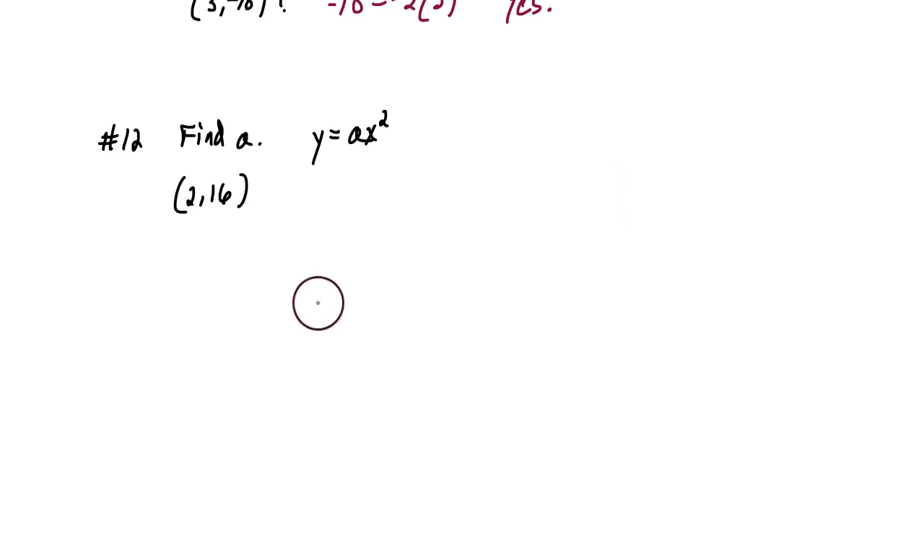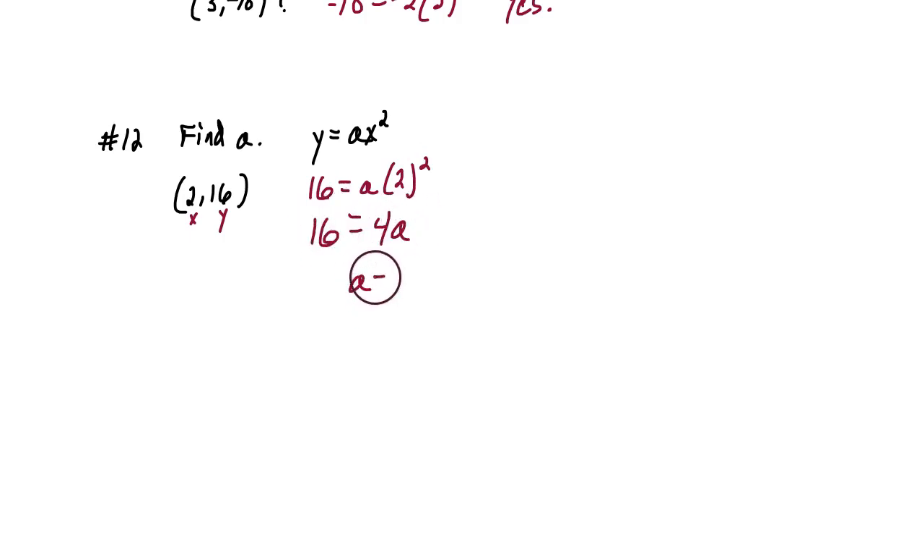Number 12, find the value of a if we use this for x and we use this for y. So let's make those substitutions. We get 16 equals 4a, and therefore a equals 4.